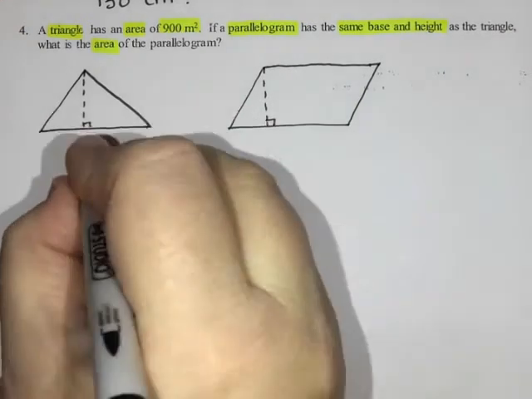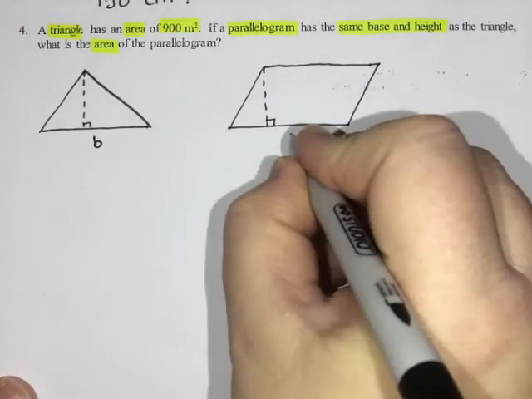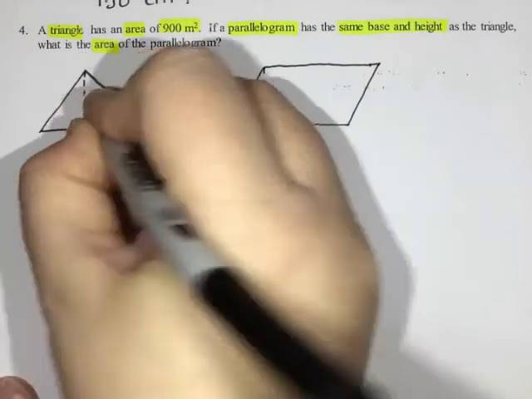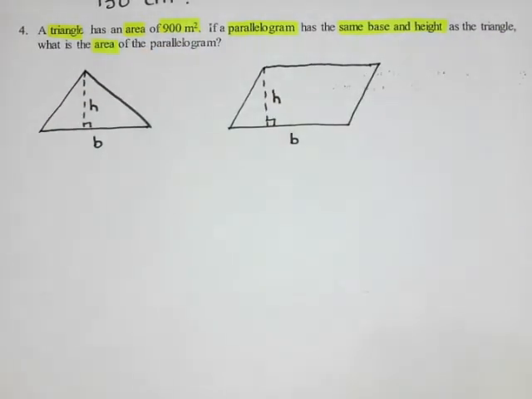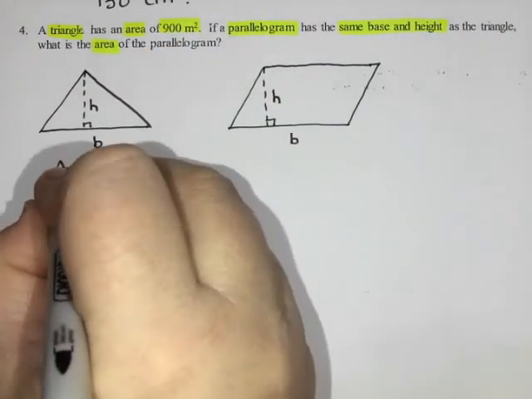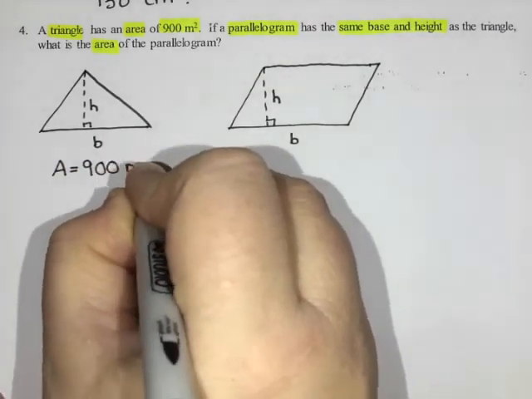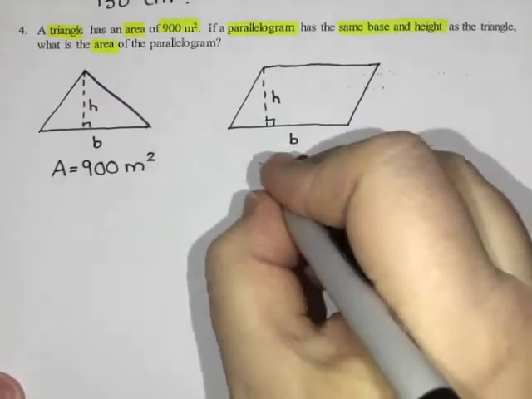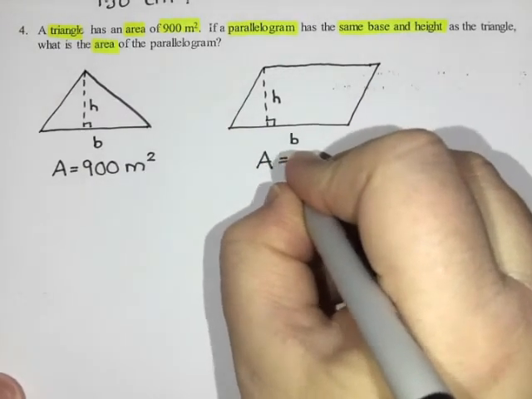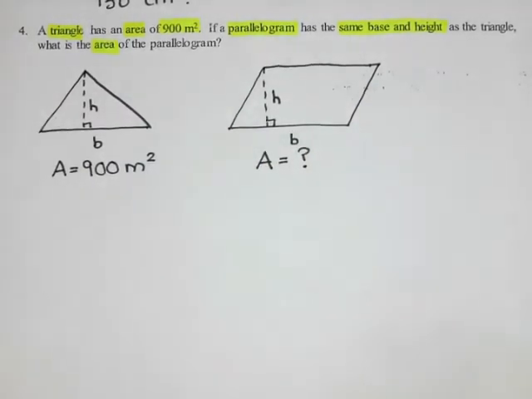Okay, so I know that for both of them, the base is the same and the height is the same. So I know this one has an area of 900 meters squared. And then this one, I would like to know what the area is. I just don't know yet.